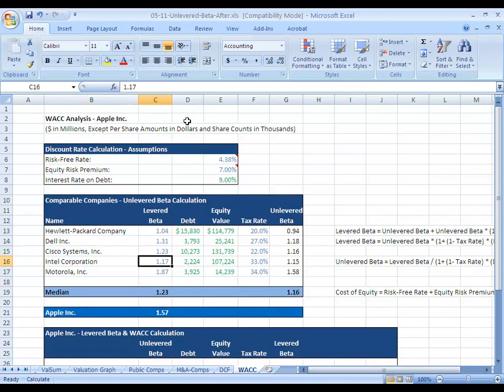A few other notes on this calculation. For debt and equity value right here, we should be using the market values for both of these. We are using the market value for equity value right here because we're pulling the share price from current data on this date. So we're using the market value from there.